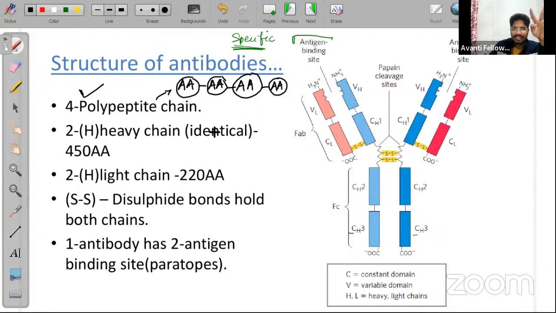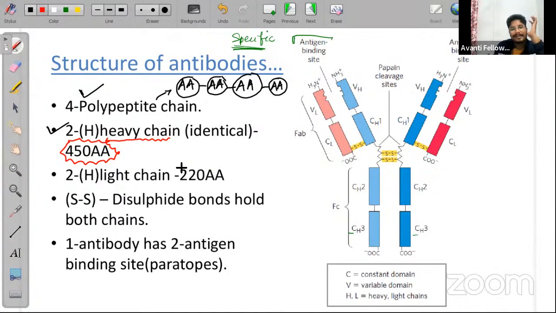Out of the 4 polypeptide chains, 2 polypeptide chains will be of heavy nature. Why is it heavy? Because it is longer, the size is bigger. It is made up of approximately 450 amino acids, and those are identical to one another. दोनों के दोनों एक दूसरे के साथ एकदम बराबर होंगे, identical to one another, right?